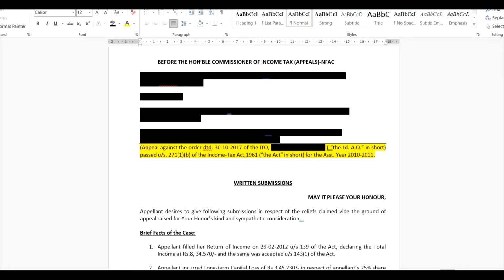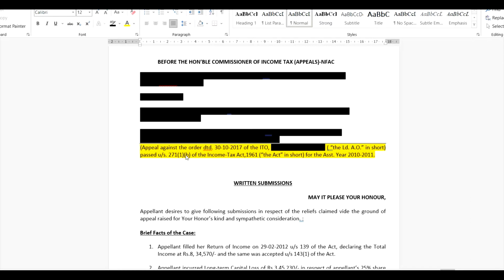So in this case, the assessee had already been served with the penalty order. The penalty had already been levied and the assessee has preferred an appeal to the CIT(Appeals), of course faceless. And now we are making the submission for the penalty. So let's see. Before the Honorable Commissioner of Income Tax (Appeals), NFAC, National Faceless Appeal Centre.